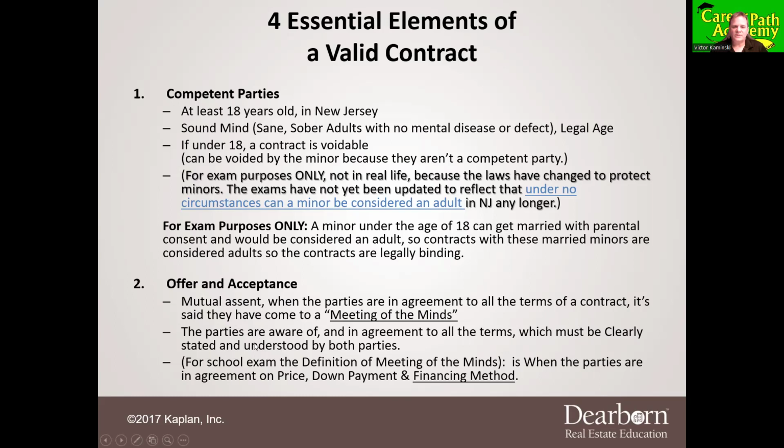Now, offer and acceptance is when the parties are aware of and in agreement on all those terms which are clearly stated and understood between the parties. So for the school exam, the definition of meeting of the minds is when the parties are in agreement on price, down payment, and how you're coming up with the rest of the cash, the financing method. For the state exam, it's the wider definition. It's when the parties are in agreement on all the terms of the contract, period. Okay. School exam focuses more on the financing aspect of it: price, down payment, and financing method. State exam, the wider definition.